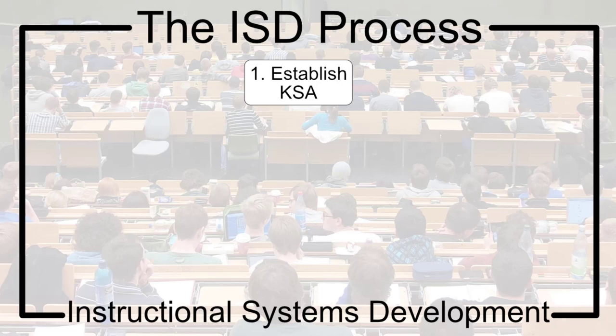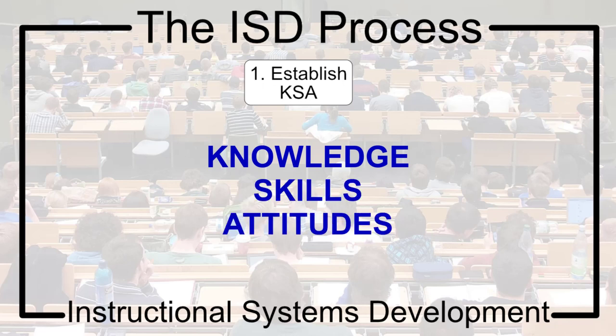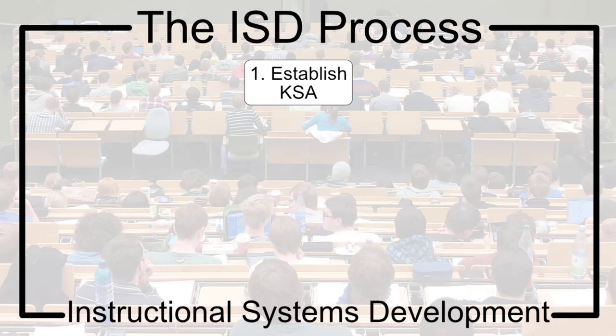Let's get started with step number one, which is to establish the essential knowledges, skills, and attitudes you want all learners to have at the end of this course of instruction. Now, some people say KSA means knowledges, skills, and abilities, but skills and abilities are so similar. I prefer knowledges, skills, and attitudes because that covers the three main domains of learning. I have covered the domains of learning in a previous video. If you haven't watched that yet, I advise you go watch that right now.